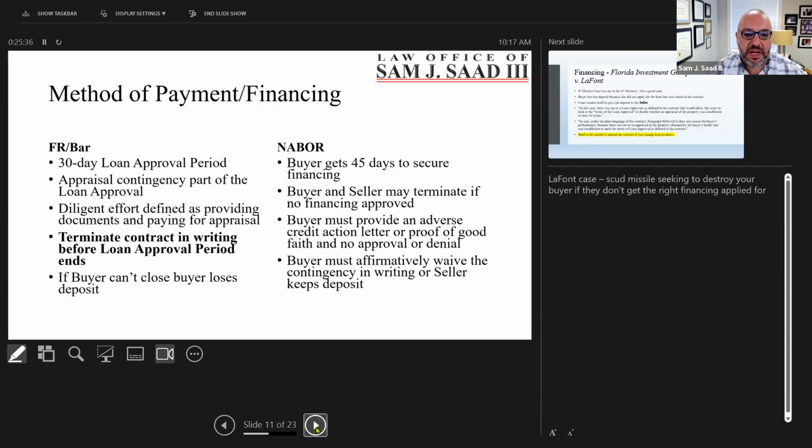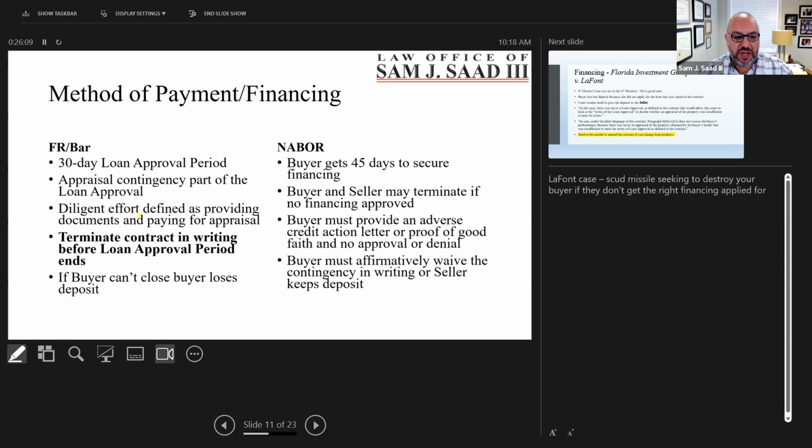Now, financing, we're talking about some major differences between the contracts. I get a lot of questions on financing between the two, and there seems to be a lot of confusion under NABOR about what their financing contingency says. So let me just kind of go through them both. Under FRBAR, its default is a 30-day loan approval period, and the lender has got to get the appraisal done.